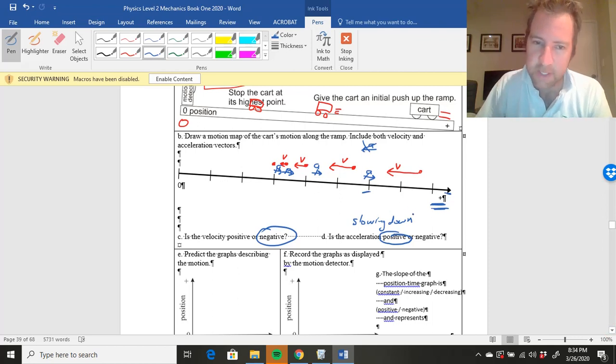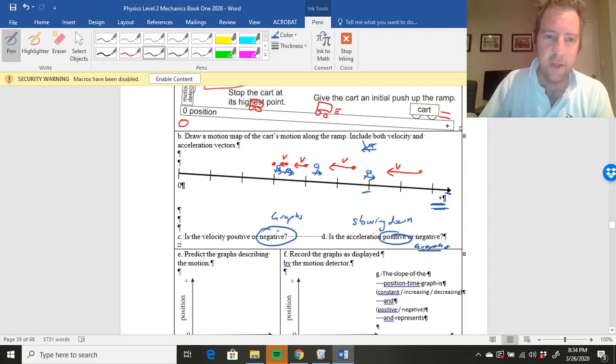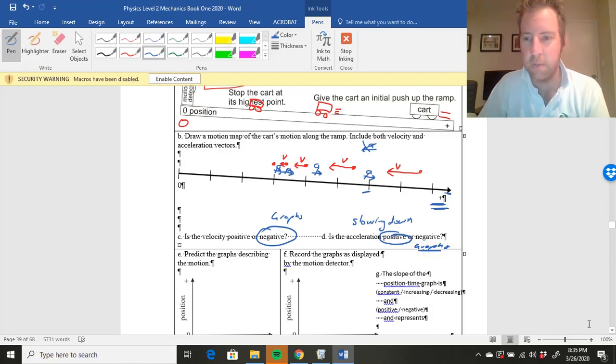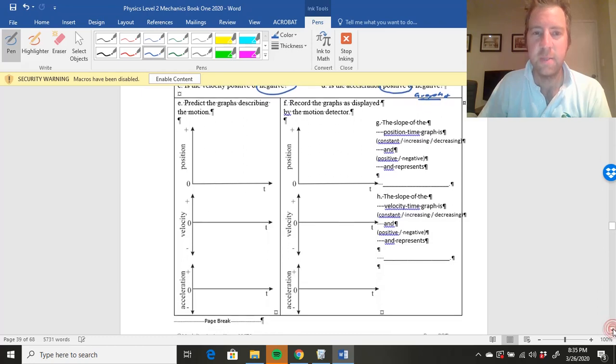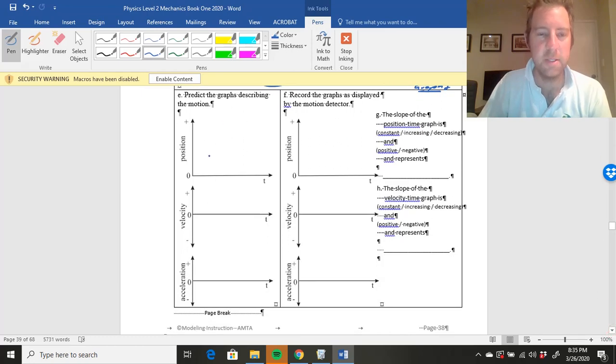Both of these are going to help with the graph. Knowing that my acceleration is positive is going to help with my graph. Knowing my velocity is negative is going to help with my graph. So can you pause the video, and it's really important that you make predictions. Pause, draw your predictions in the book, and come back to the video when you've done your predictions.